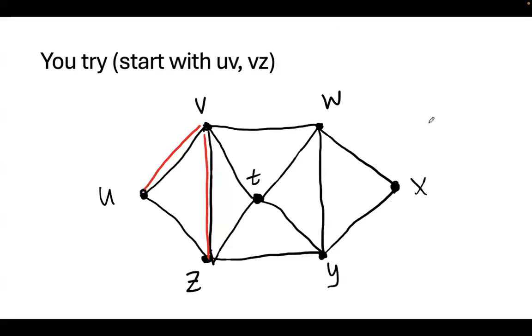All right. Tell me what trails you found. So if we start with U, V, and Z, what comes next?